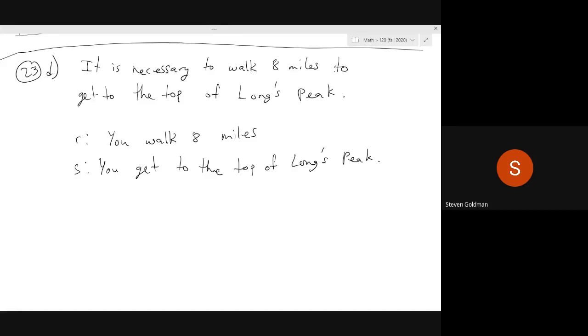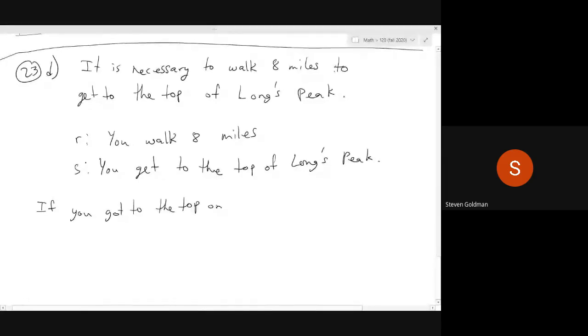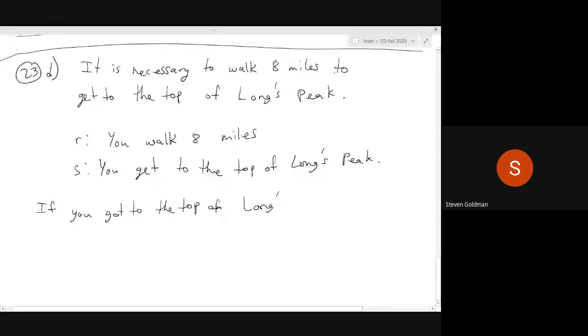This sentence is saying it's necessary to walk the 8 miles to get to the top of Long's Peak. In other words, if you have a person that got to the top of Long's Peak, he had to walk 8 miles. So S here is the hypothesis, and R is the conclusion. This is the same thing as saying, if you got to the top of Long's Peak, then you walked 8 miles.